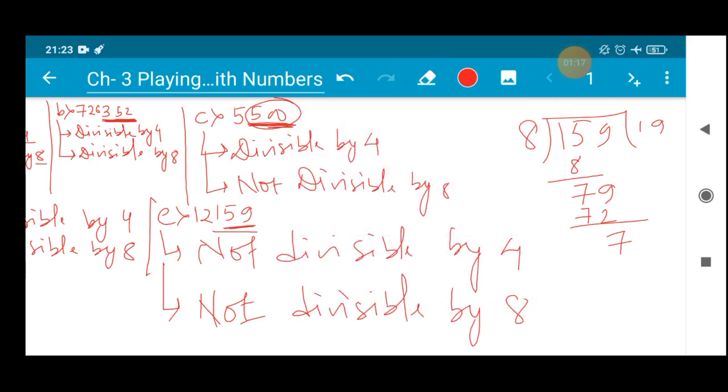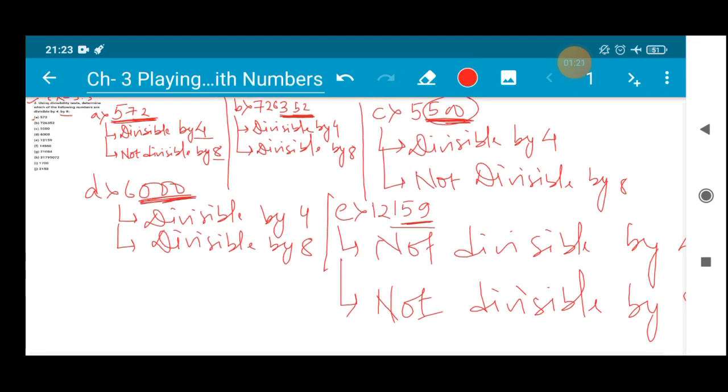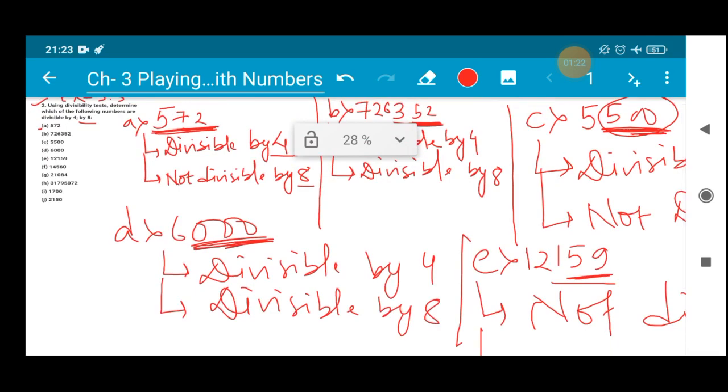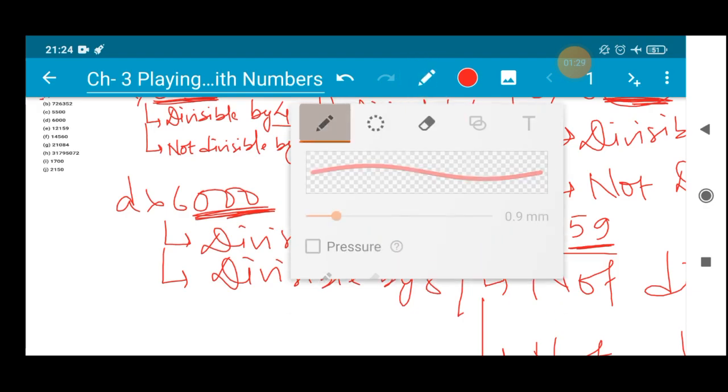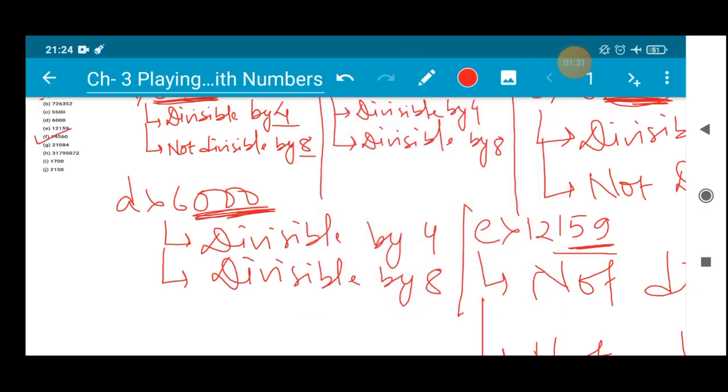So this is the way of doing it. I hope you people have understood this very well. These are the easiest ones. You just have to understand the rules in a proper manner. So let's do the last question for today. The remaining ones will be solved by you people. Let's do F. The question we have is 14560.